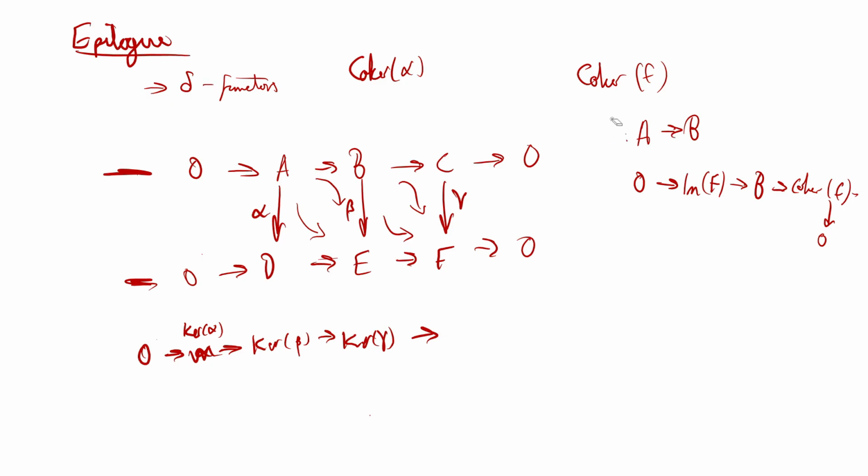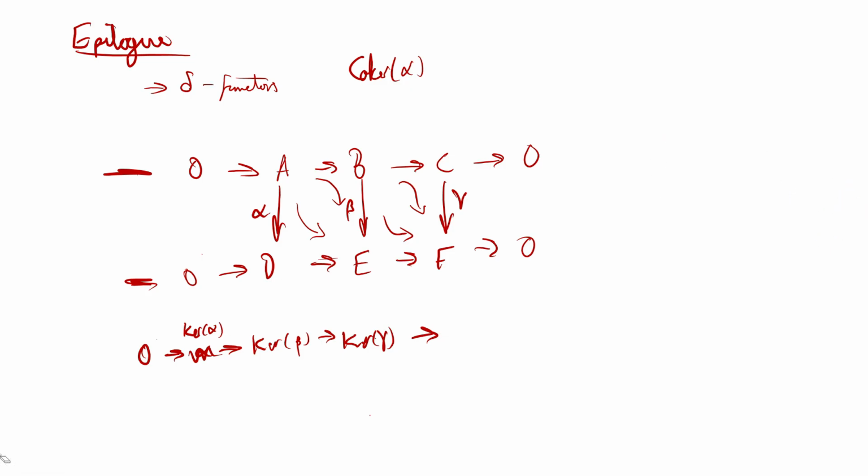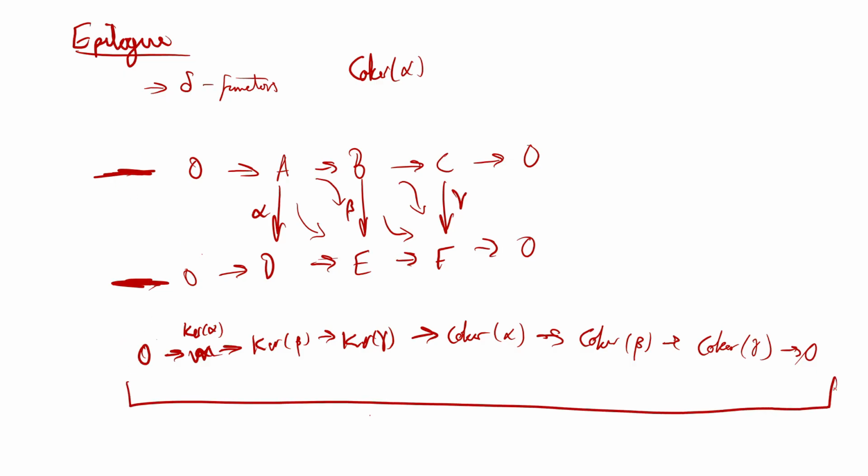So that's required for knowledge of what I'm about to write: into coker of alpha, into coker of beta, into coker of gamma, into 0. So these being exact and these having this property, which is also called commuting, this commutative property means that this is an exact sequence.